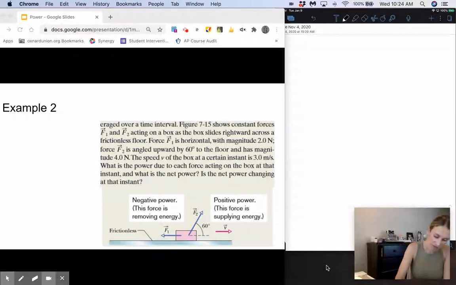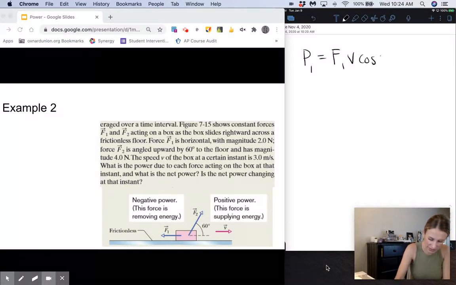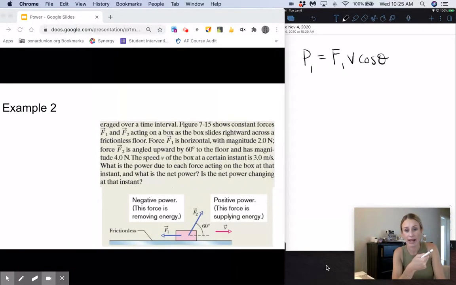So the power from force 1 will be equal to force 1 times velocity times the cosine of theta. Now here, remember, the box is moving to the right, and force 1 is to the left. So the angle between force 1 and velocity, which is this theta right here, the angle between the force vector and the velocity vector, is 180 degrees.